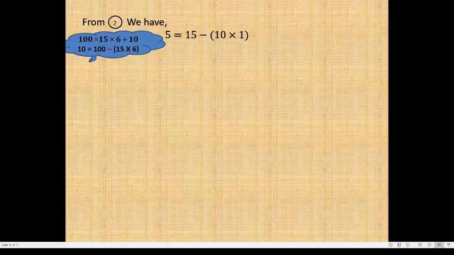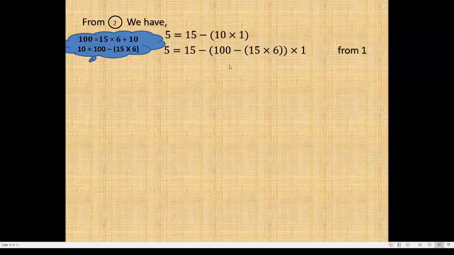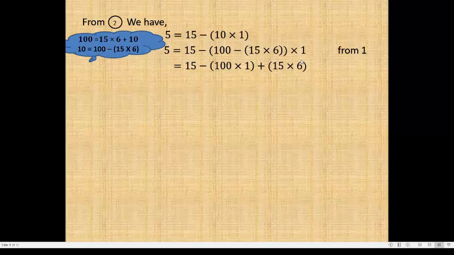So here, from equation 1, 100 is equal to 15 into 6 plus 10. So here we want to substitute the value of 10. Therefore 10 is equal to 100 minus 15 into 6. Substitute this value here. So we get 15 minus, bracket, 100 minus 15 into 6, bracket complete, into 1. So open the bracket and do the calculation. So we get 15 minus 100 into 1 plus 15 into 6.